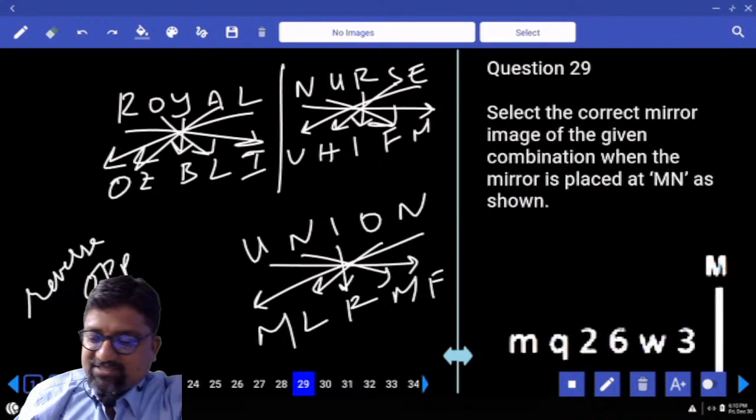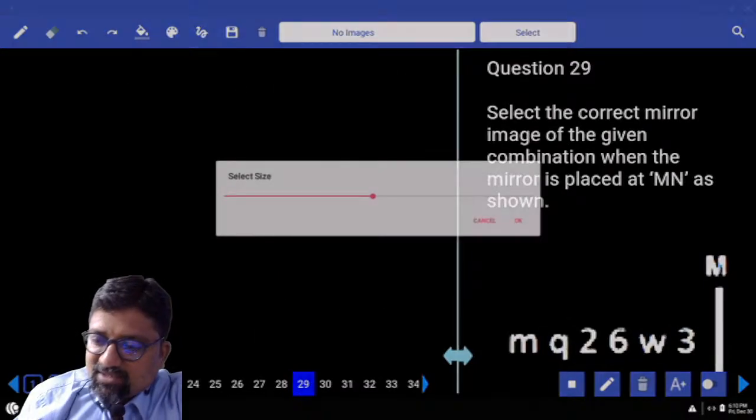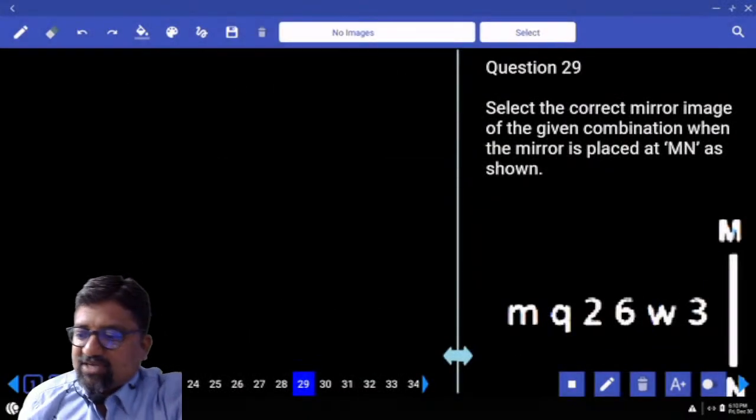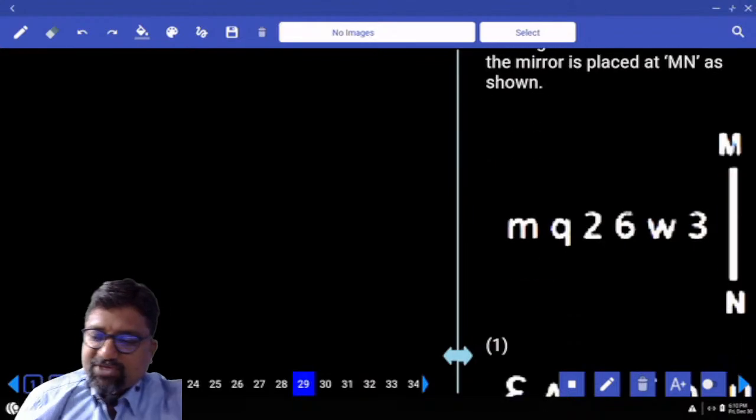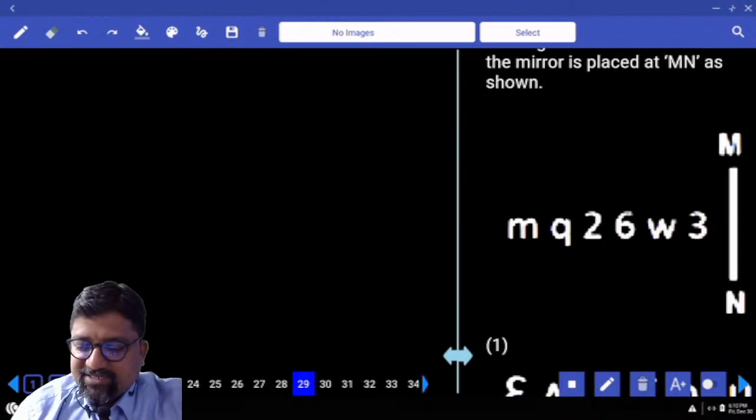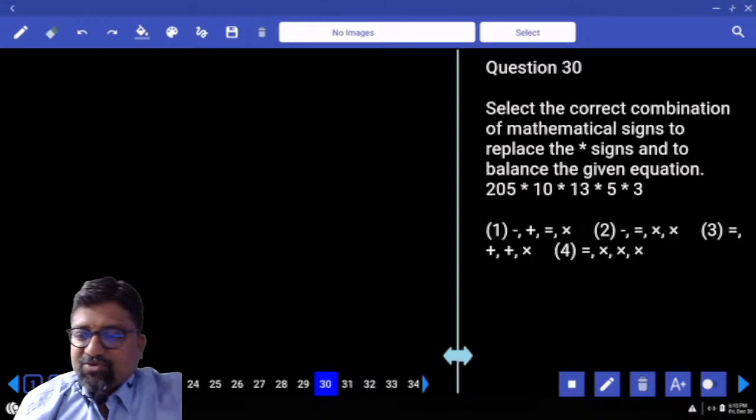Everyone is saying the answer. This is a mirror image question. And the mirror is placed on the right side or left side? Right side. Which option will be my answer? Come on, mirror image, that easy. Option number 3.